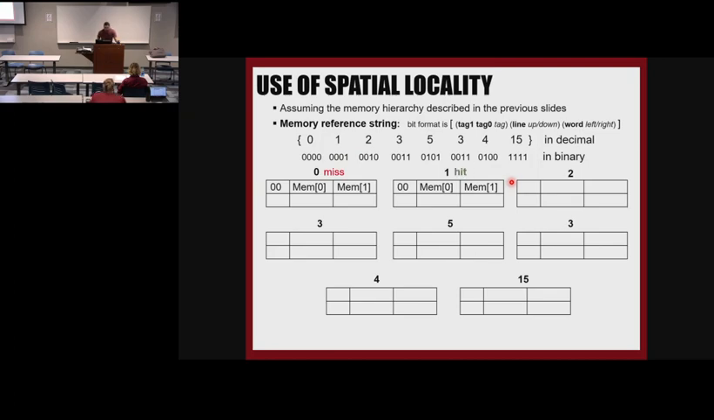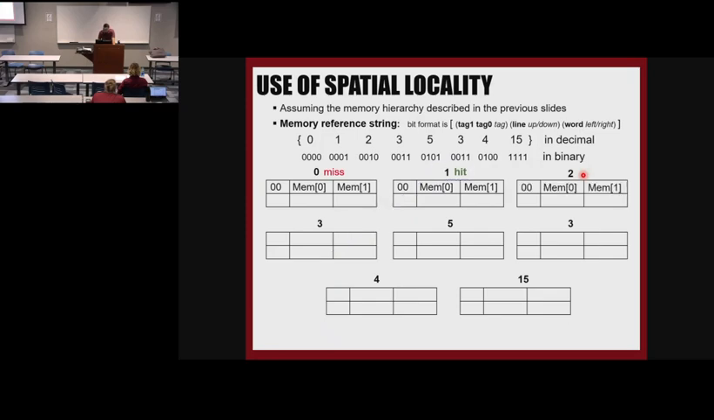It's a hit. This hit is not because we have seen this data before, it's because of the spatial locality. We went there, we brought the next content to the cache as well, so we got a hit. If we didn't have a spatial locality, it would have been a miss. Now let's go to the next value, which is 2.